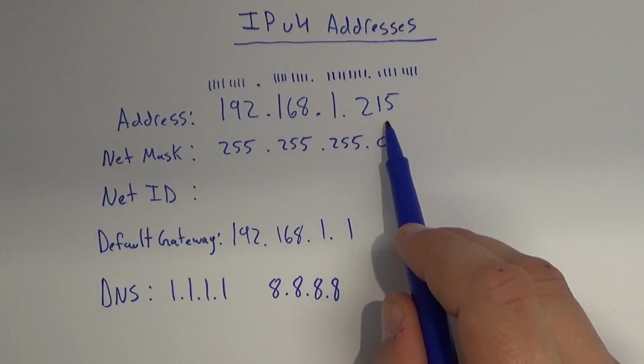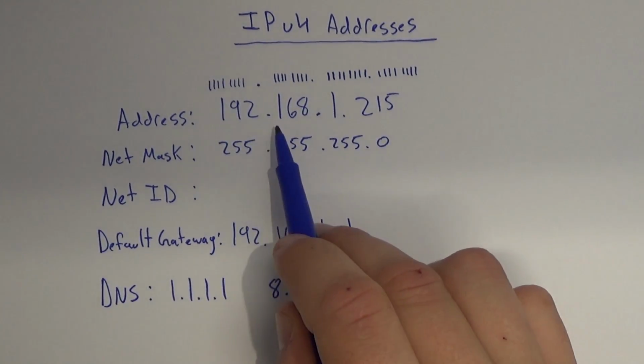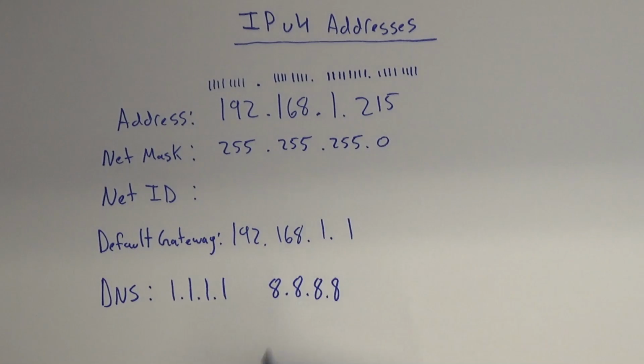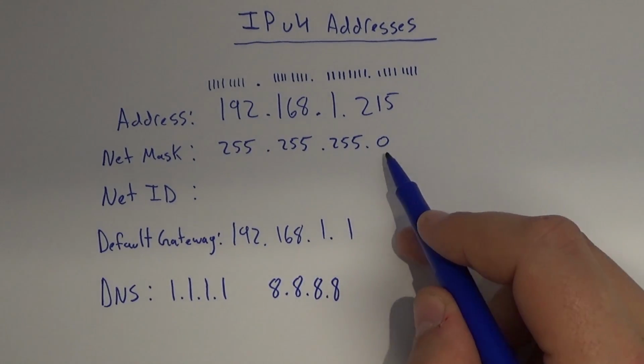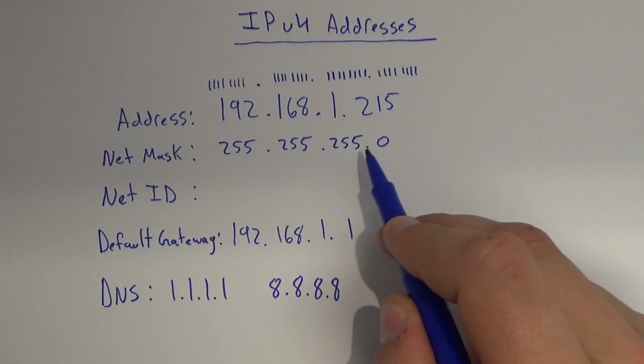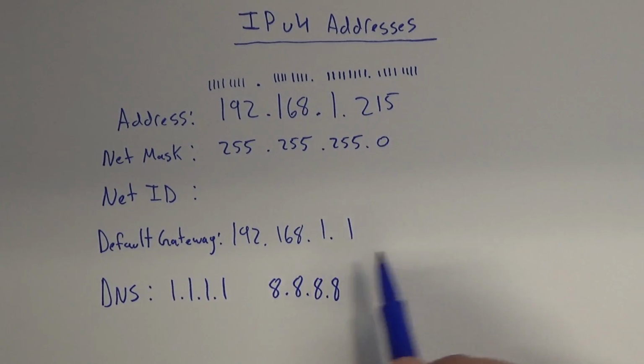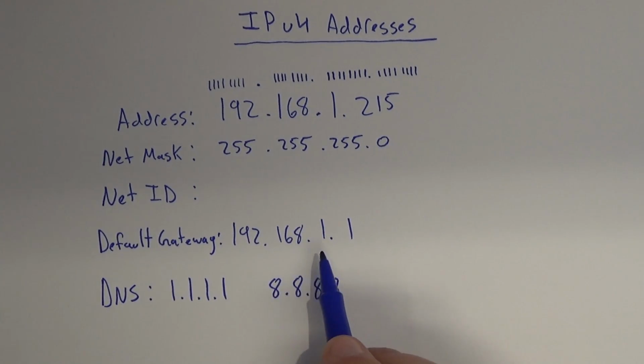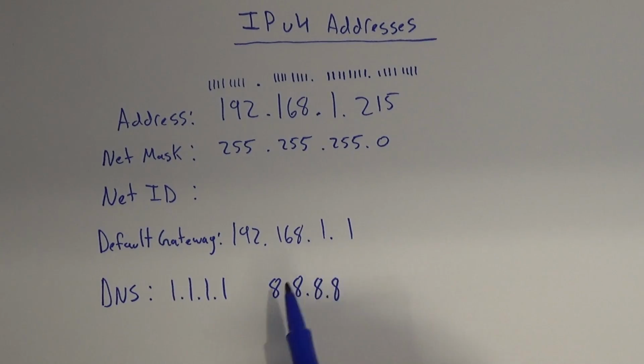So this is an example of an IP address, 192.168.1.215. Now the computer, in order to use this address, actually needs some more information. The net mask here, which is 255.255.255.0, and the default gateway, 192.168.1.1, are necessary for this computer to work on the network.